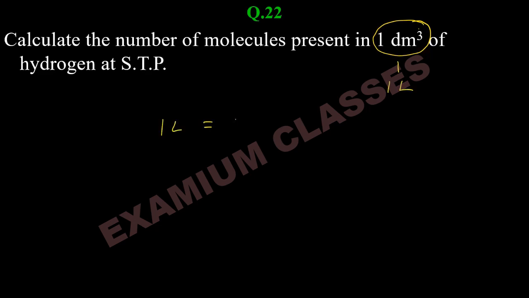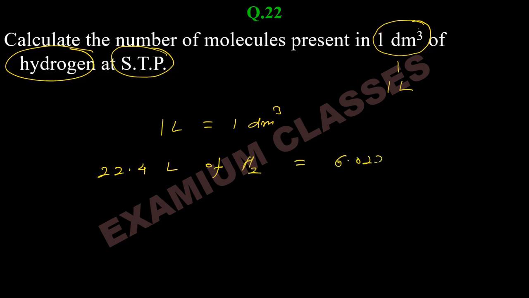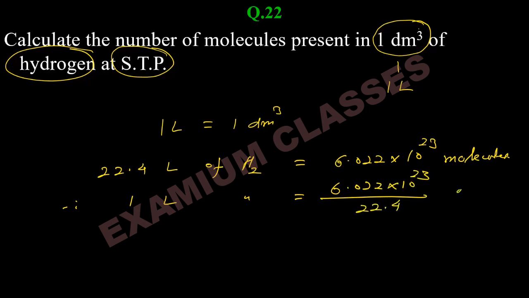1 liter is equal to 1 decimeter cube. These are the same thing. And what relationship do you already know at STP? Hydrogen is a gas, and you know that 22.4 liters of hydrogen at STP will have 6.022 into 10 power 23 molecules, because hydrogen exists as H2. It's a molecule, so here we will write molecule. Hence, 1 liter of H2 will have 6.022 into 10 power 23 divided by 22.4 molecules. That will be the answer.